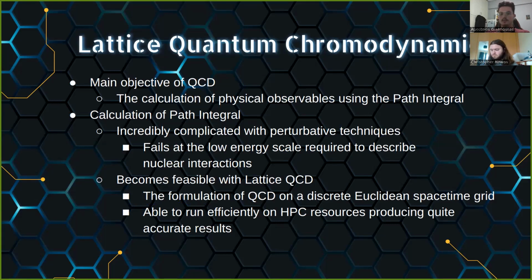to describe nuclear interactions. Consequently, we resort to lattice QCD, which is a non-perturbative formulation of QCD on a discrete Euclidean space-time grid, also known as a lattice. This approach makes QCD simulations on HPC resources not only feasible, but also highly efficient and accurate.